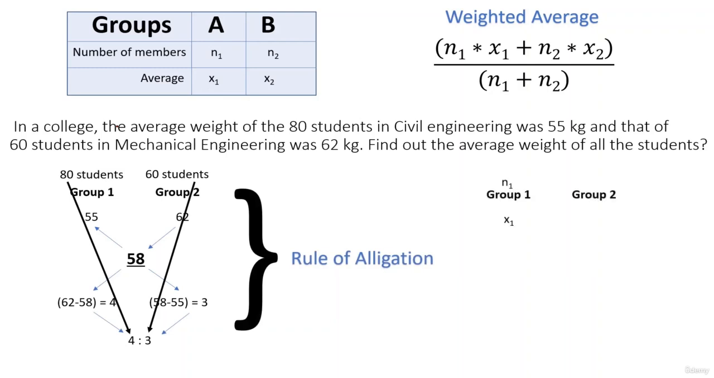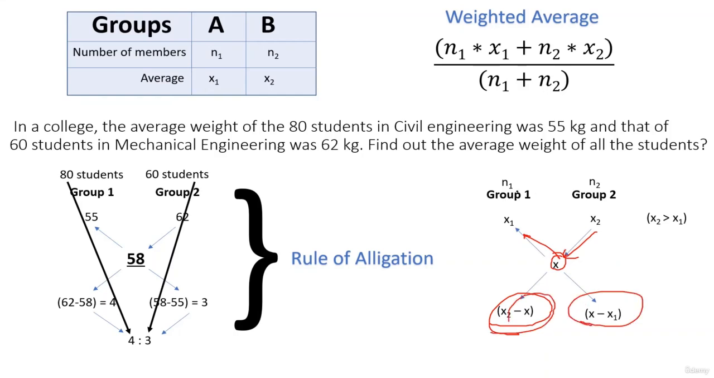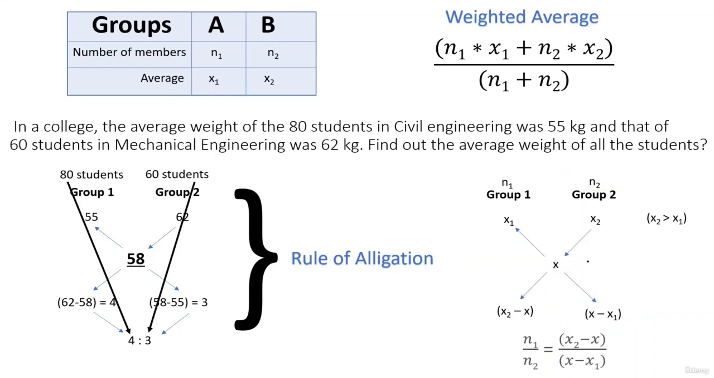To put it in the general sense, if the first group contains n1 people and the average is x1, and the second group contains n2 people and the average is x2, such that x2 is more than x1, and the combined average is x, then we take the differences: x2 minus x, and x minus x1. The ratio of these differences is equal to the ratio of the number of people, n1 upon n2. So n1 upon n2 is (x2 minus x) divided by (x minus x1). We'll use this concept in the given questions.